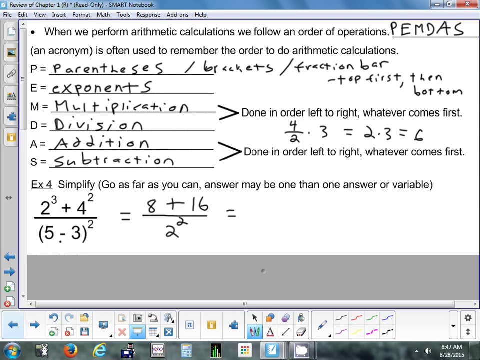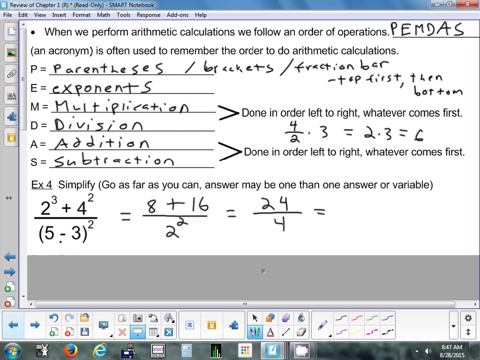8 plus 16, which is how much? 24, good. Okay, top is done, that's it. Nothing else we can do in the top till we finish the bottom. Okay, what about the bottom? 2 to the second power. Yep, Gage? 4.